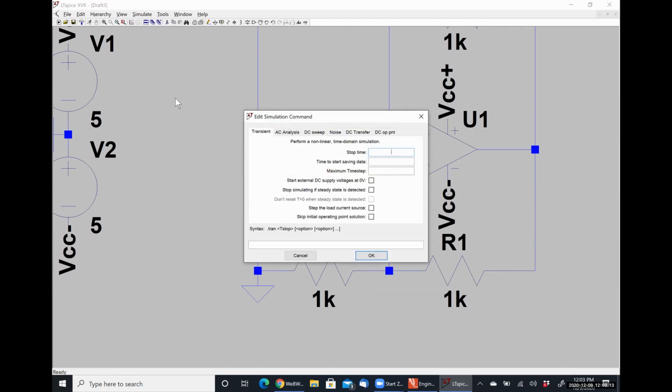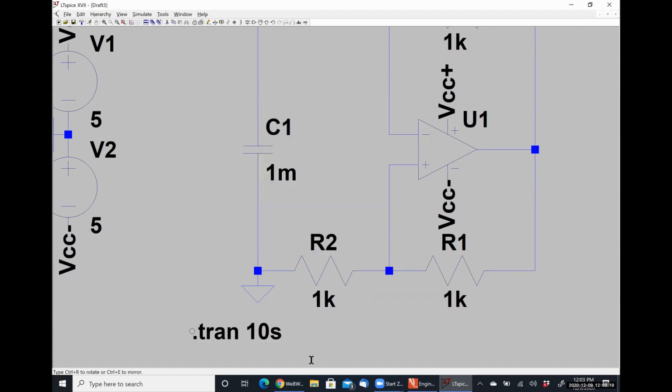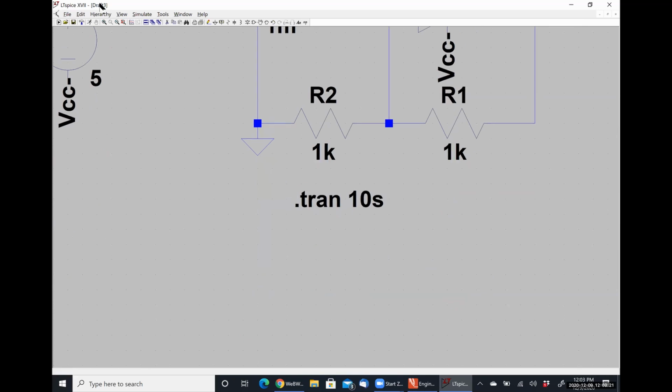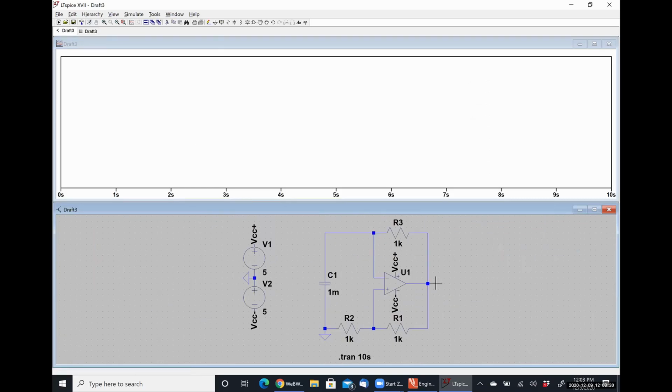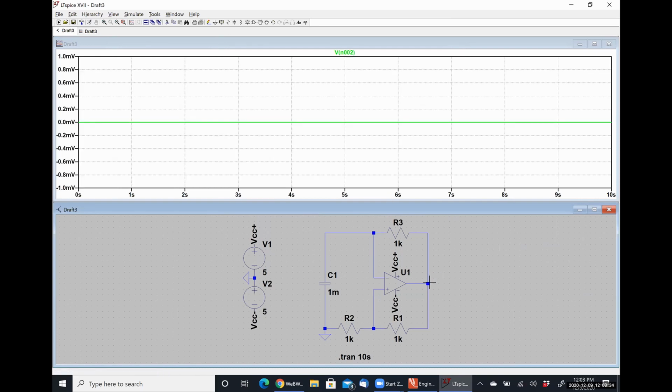Let's do it for 10 seconds and run. All right. So if I look at my output node, I get an output of 0 volts. Okay.